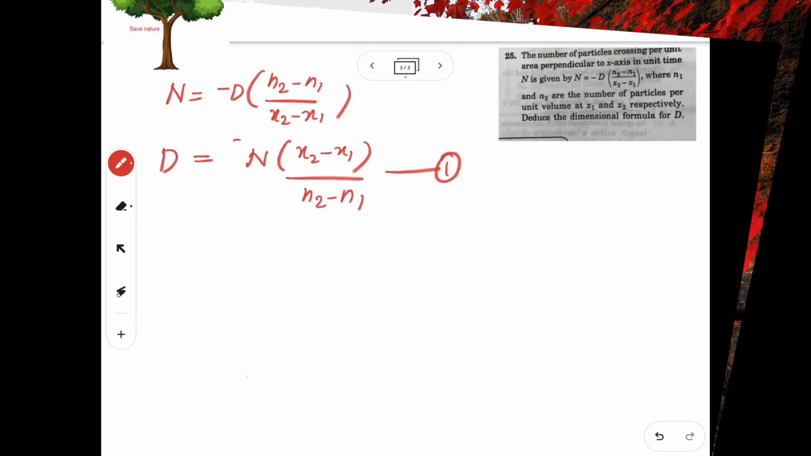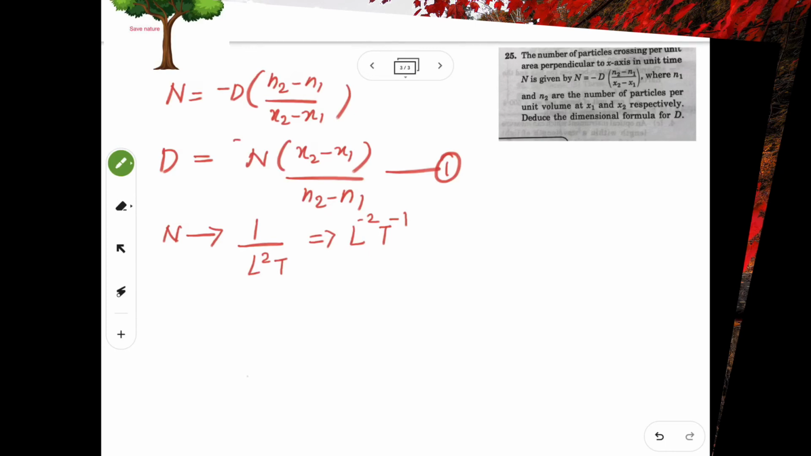Now first of all, N is the number of particles crossing per unit area perpendicular to x-axis in unit time. So the dimension of N can be written as number of particles crossing per unit area. Area has a dimension of L square and per unit time, so it will be T. So I can write this as L raised to minus 2 T raised to minus 1 as the dimension of N.